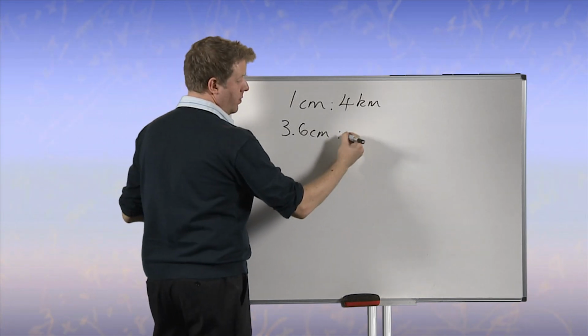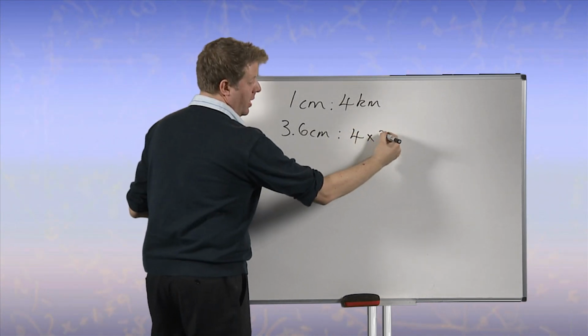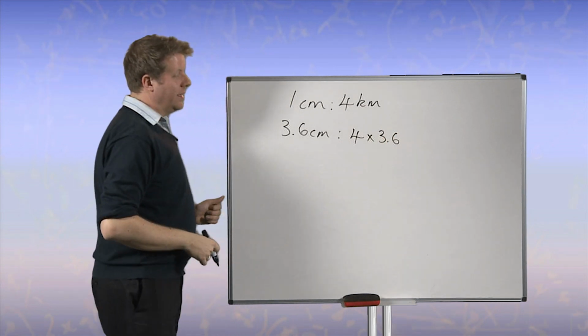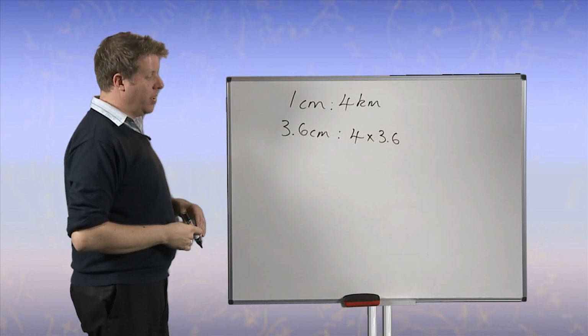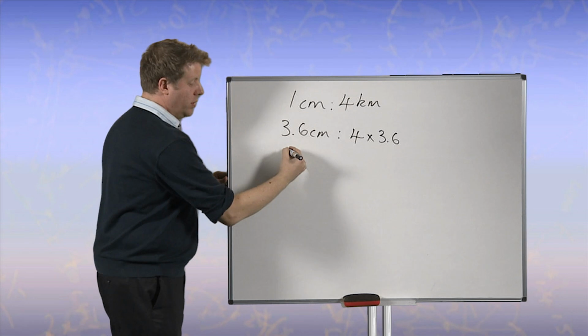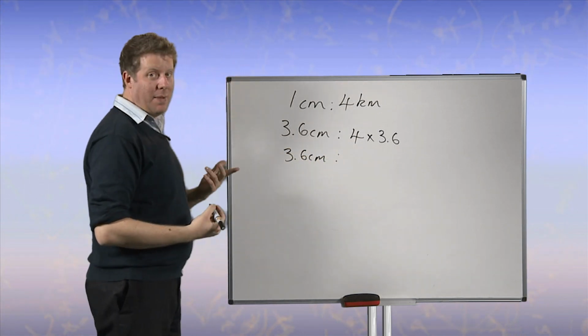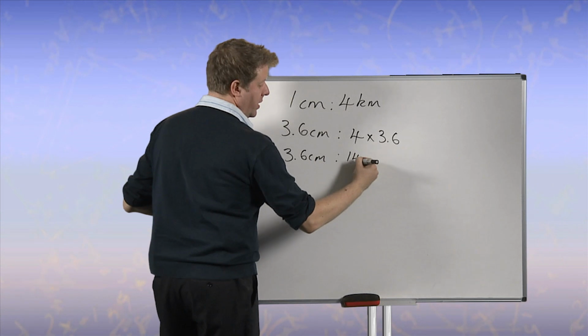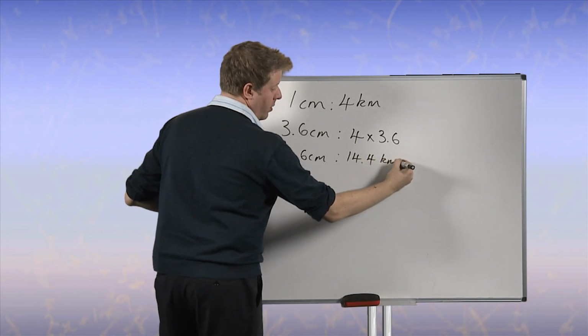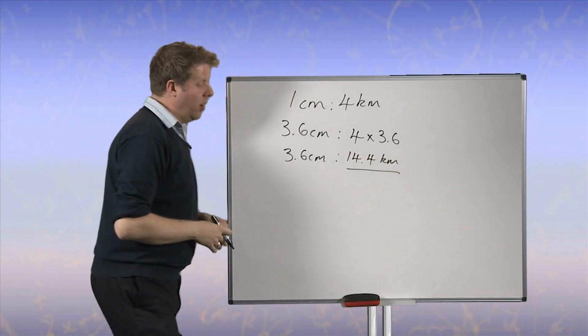all we need to do is multiply that second amount, 4 kilometres, by 3.6, and it will tell us that 3.6 centimetres is the same as 14.4 kilometres in real life.